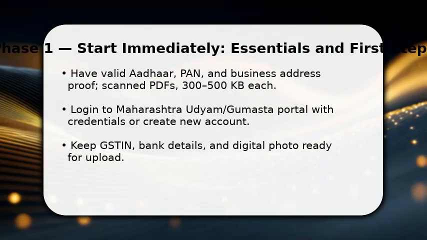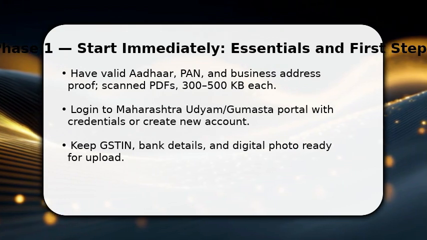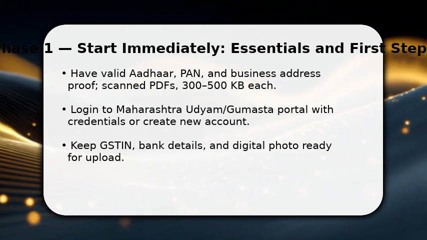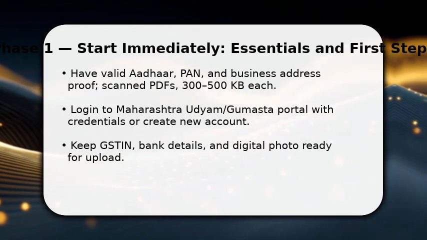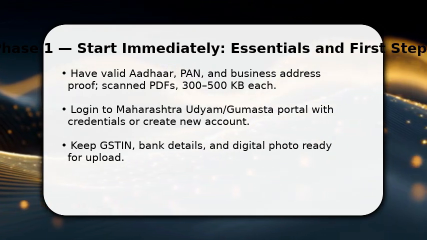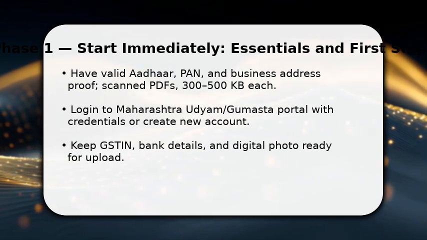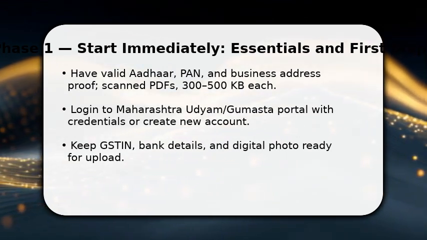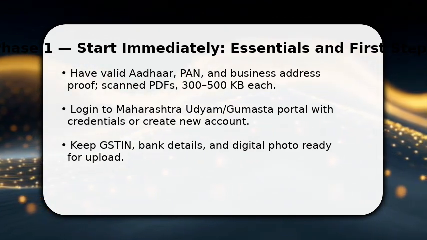Enjoy the video. You begin by confirming prerequisites and then start the application immediately. Have Aadhaar, PAN, business address proof, GSTIN, and scanned PDFs ready. This saves repeated delays. Once logged into the Maharashtra Gumasta portal, choose Renewal/Update and select your license type. Make sure to use a desktop browser for reliable uploads and keep your digital photo and bank details at hand.